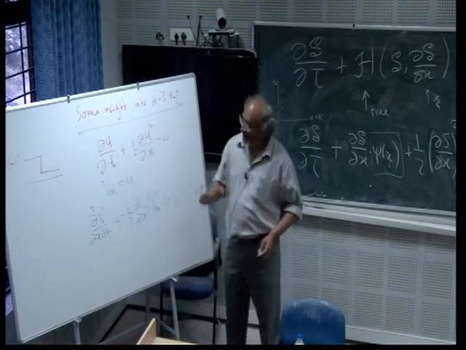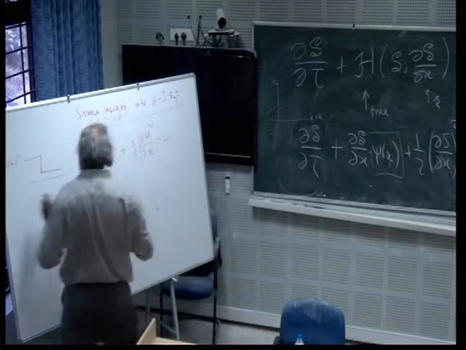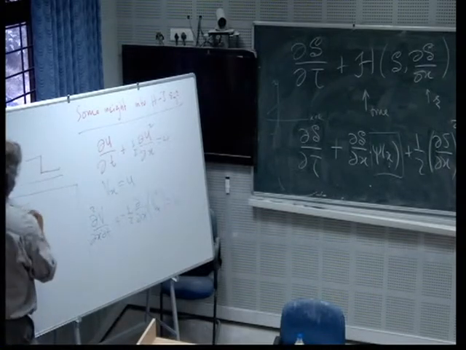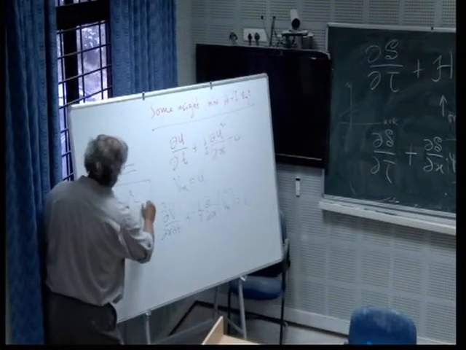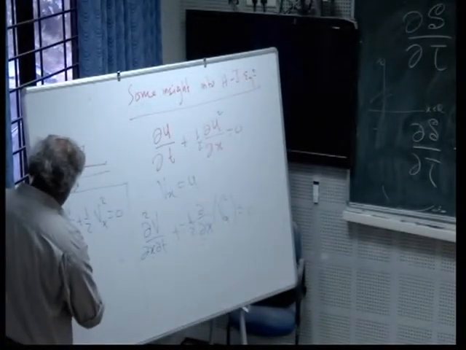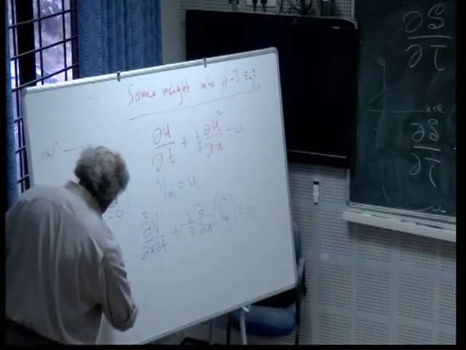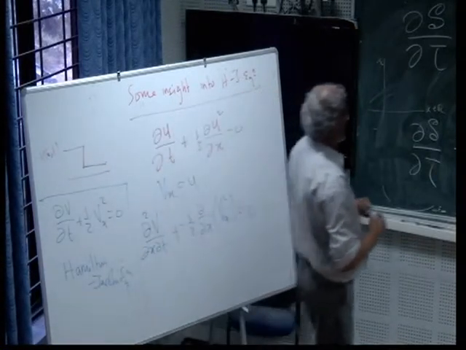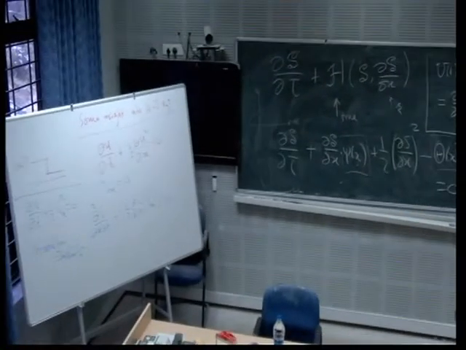Now I integrate in x, and I get this equation: dV by dt plus half V_x squared is equal to 0. And this is a simple example of our Hamilton-Jacobi equation. Would you agree? Because I have a first derivative, these two terms, and other things there. So it's one example of a Hamilton-Jacobi equation.